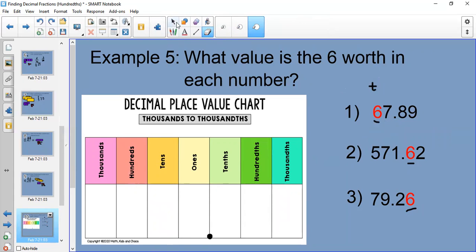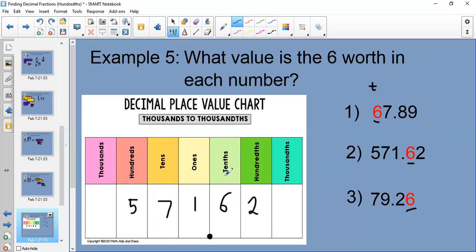Okay, what about this example here? Okay, so we'll rub our numbers out and do this one here. So this, to me, reads as 571.62. Put 5 in my hundreds column, 7 in my tens, 1 in my ones column, and then 0.62. My 6, I know that that's in my tenths column because it's one place after my decimal point. So I could write it as tenths, or I could even just write a little fraction as one tenth like this.